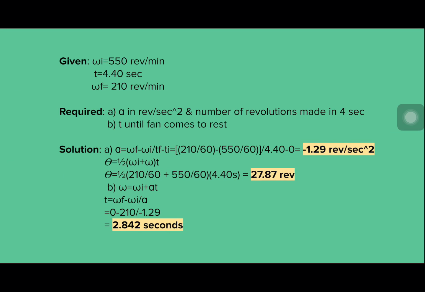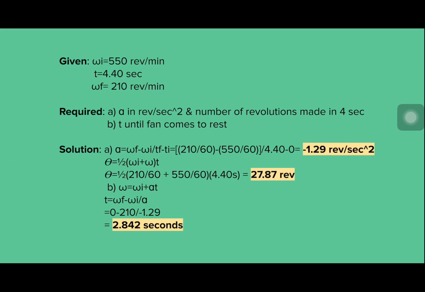First thing we do is use the formula for alpha, which is change in angular velocity over change in time. As you can see, it's kind of tricky. We are given revolutions per minute, so we want to turn that into revolutions per second. So in our solution, we divided by 60. So 210 divided by 60 minus 550 divided by 60, all over 4.40 minus 0, given that our starting time is 0, which gives us a negative 1.29 revolutions per second squared. That is correct because it is slowing down, it is decelerating.